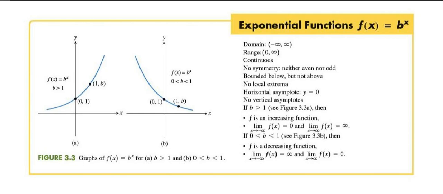What's the horizontal asymptote? Y equals 0. Yes, I think we refer to that as the x-axis. Y equals 0. Take this exponential decay function. What's the limit as x goes to negative infinity? Infinity. What's the limit as x goes to positive infinity? 0. Yeah, you need to know your limits of your exponentials.